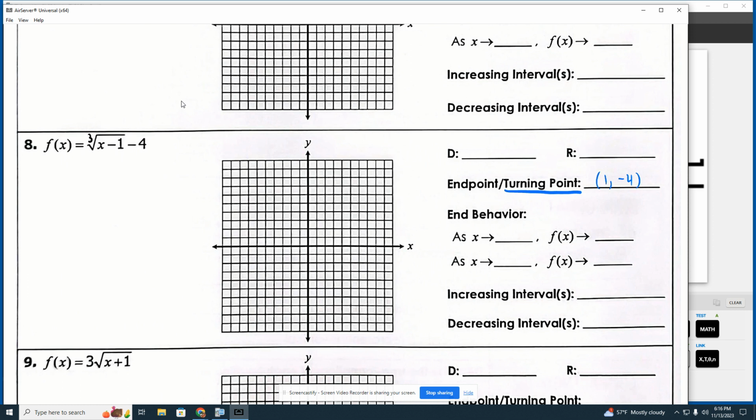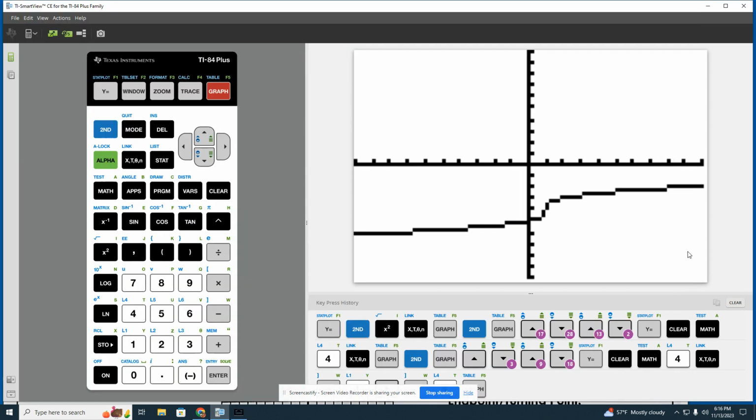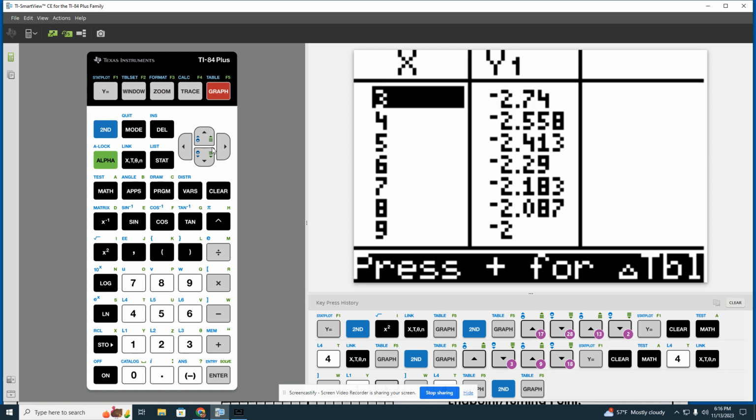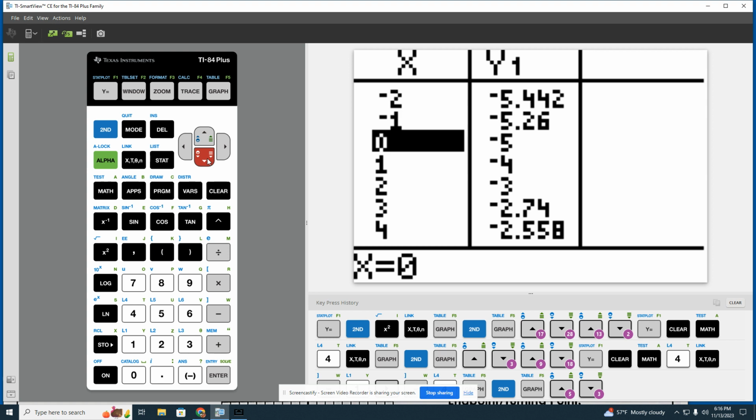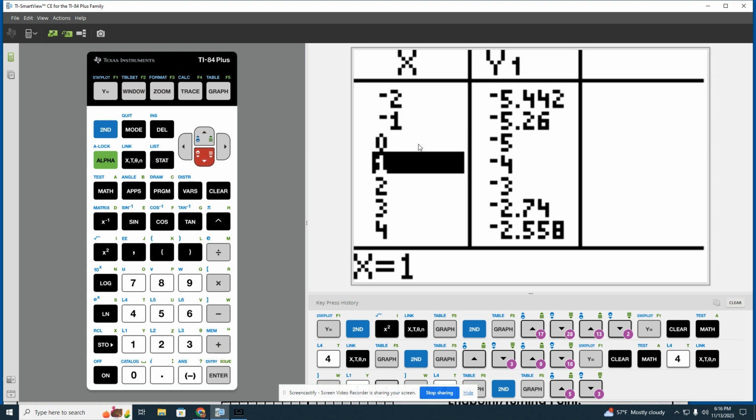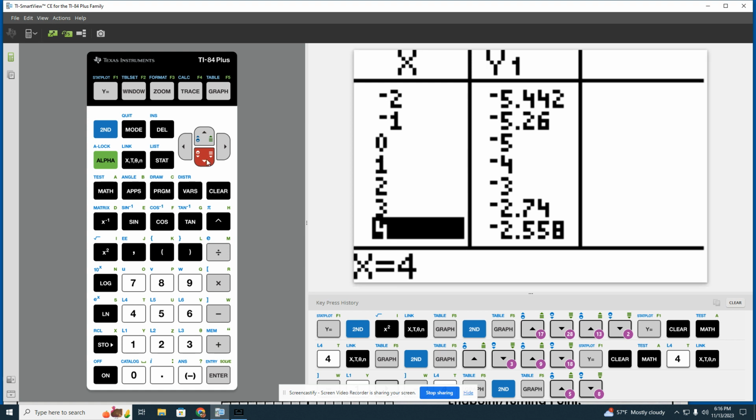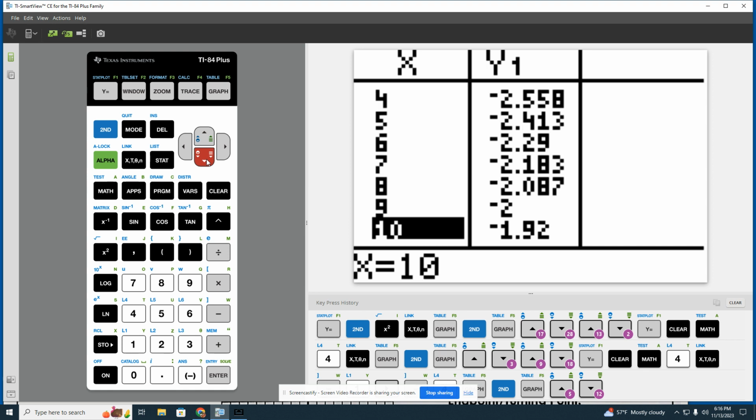Why is it called a turning point? Because that is not an end point. It keeps on going. So let's go back and find some nice points. Let's put 1, -4 right in the center. There's my turning point, 1, -4. I've got 0, -5. I've got 2, -3. Let's see if we can find another one this direction that fits. There's one. 9, -2.